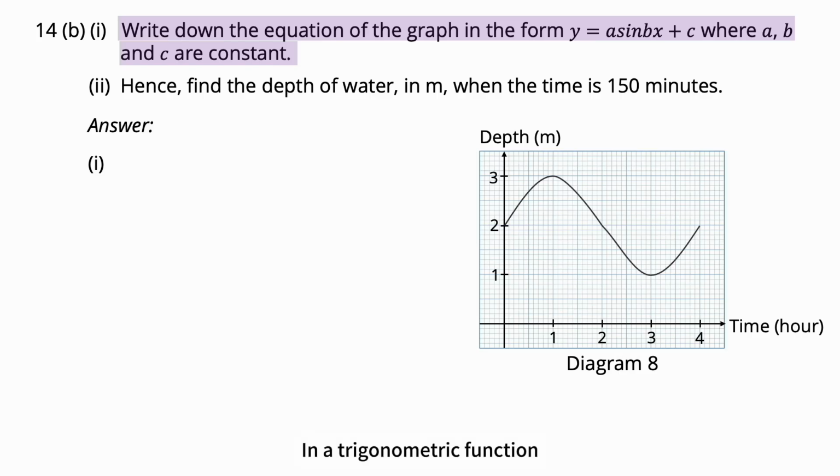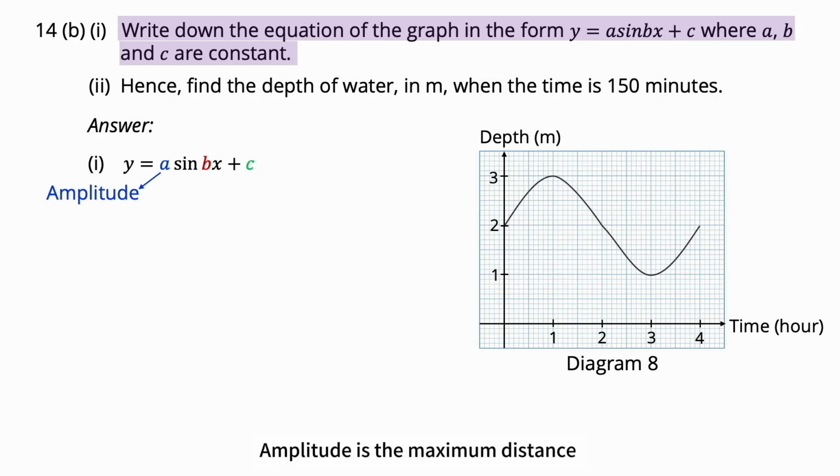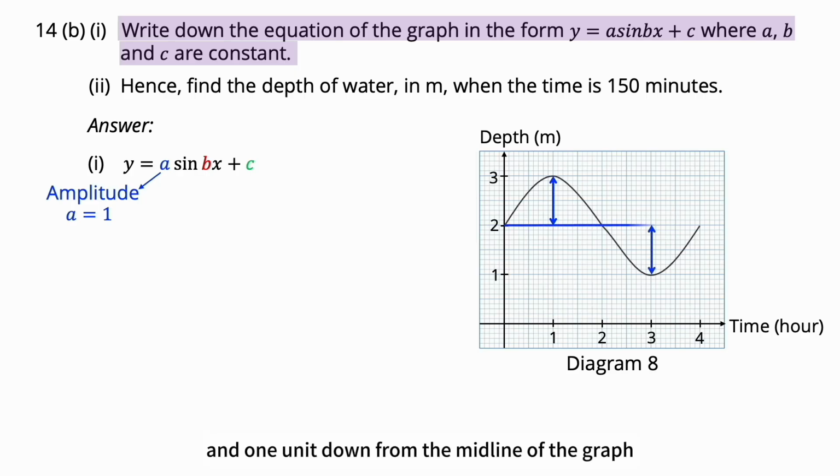In a trigonometric function, y equals a sine bx plus c, a is the amplitude. Amplitude is the maximum distance, measured from the center line, for a trigonometric function. For this sine function, it has an amplitude of 1, because the graph goes 1 unit up and 1 unit down from the midline of the graph.